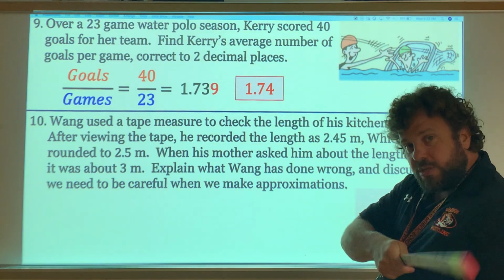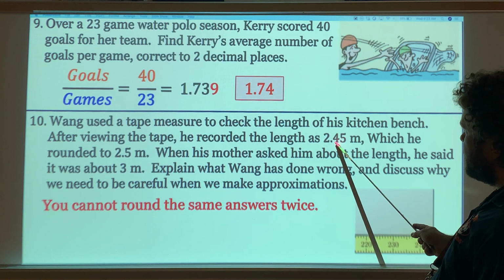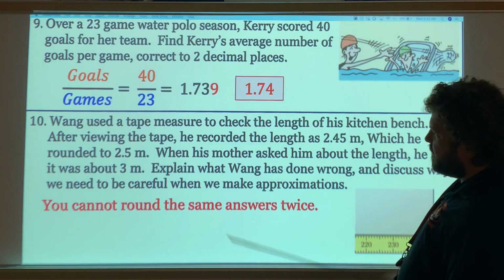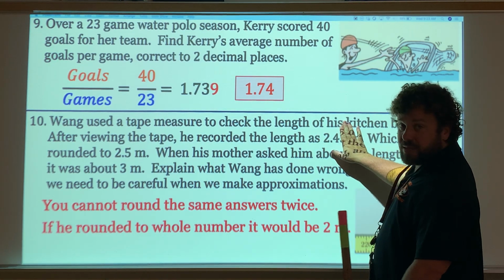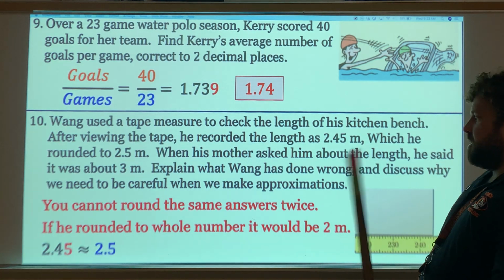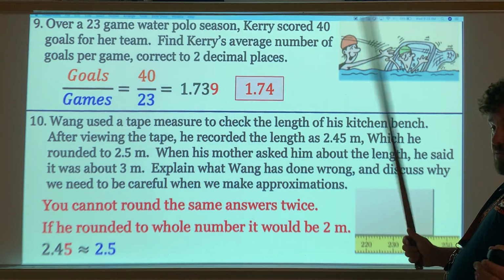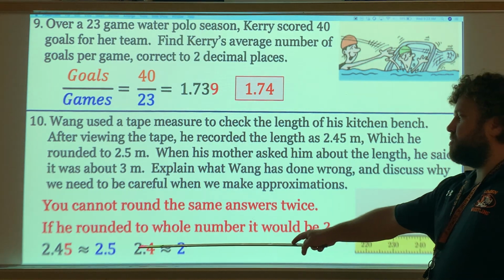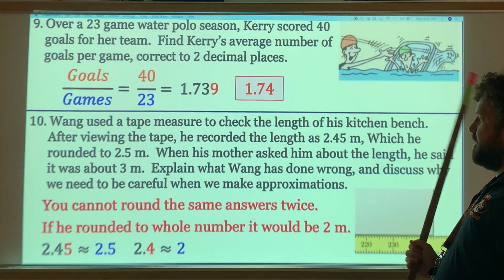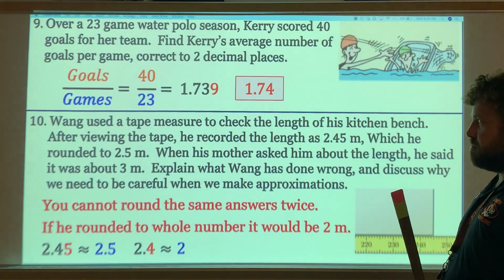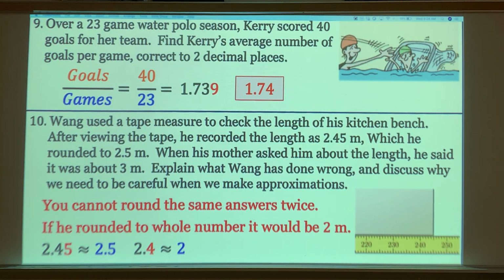Okay, did you write down what you think? Did you say what you think? The reason is you cannot round the same number twice. You don't want to round this up to 2.5 and then round it to 3. Because if I was going to round this to 3 meters, I would use the 4. And 4 is less than 5, I would have to round down to 2. Because 2.45, if I round this to the 10th place, it's 2.5. Okay, good job, Wang. 2.5. Just stop right there. But if I round 2.4, I'd have to use this 4 right here. That's about 2. So it would never be approximately 3. Right? That makes sense? Yes, no, maybe? Maybe I'll give you a couple more in class.